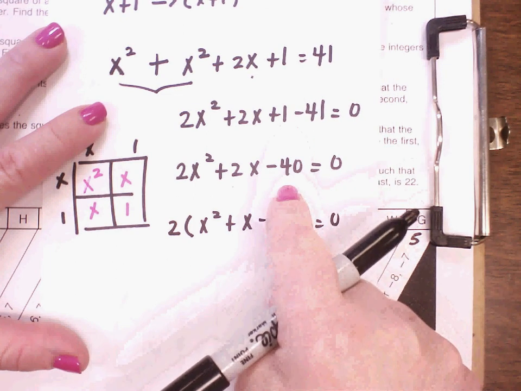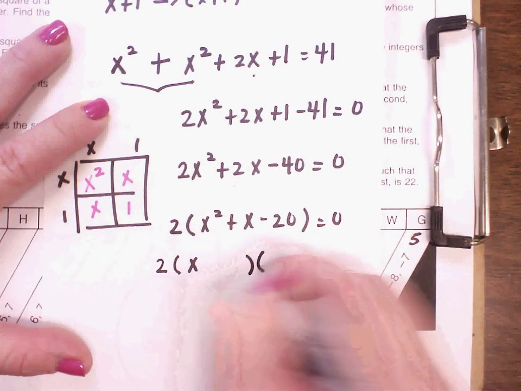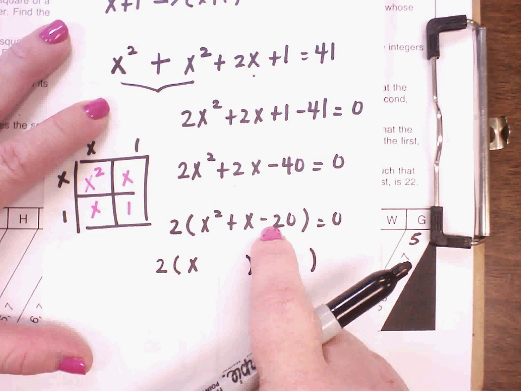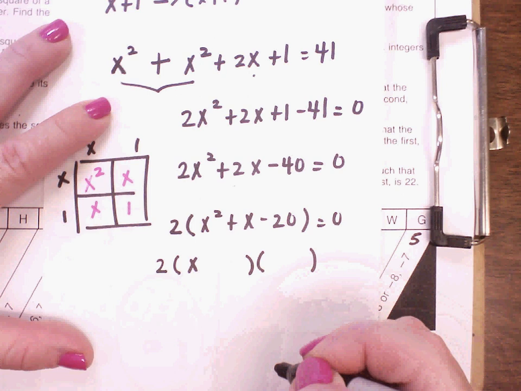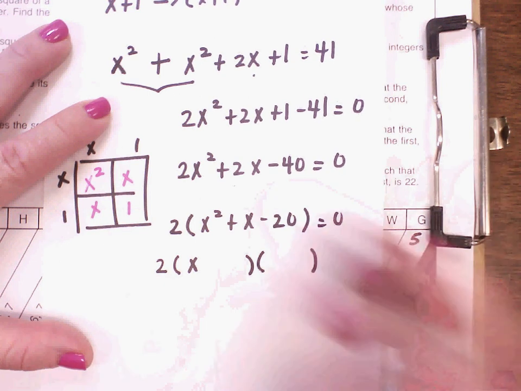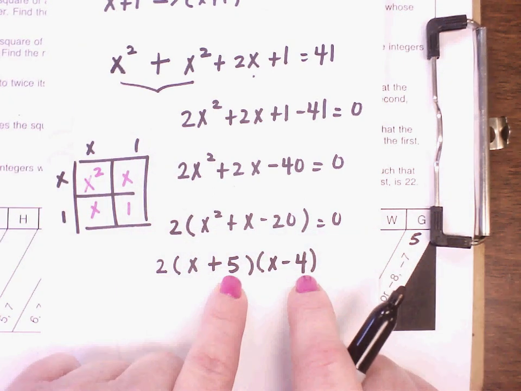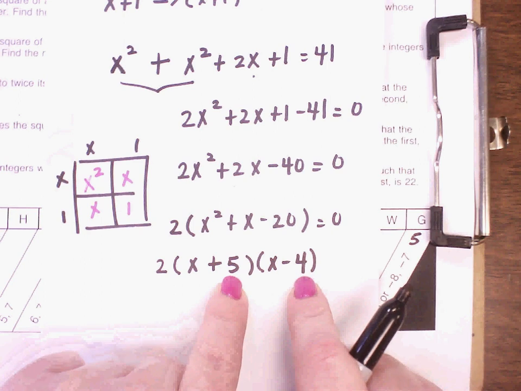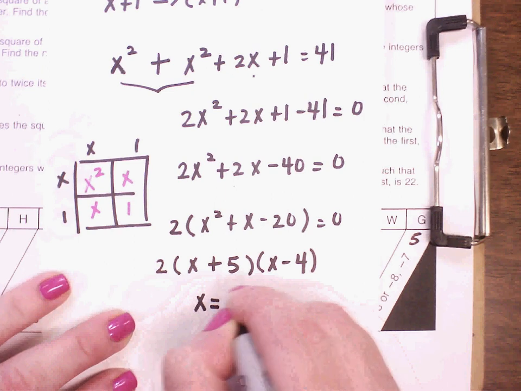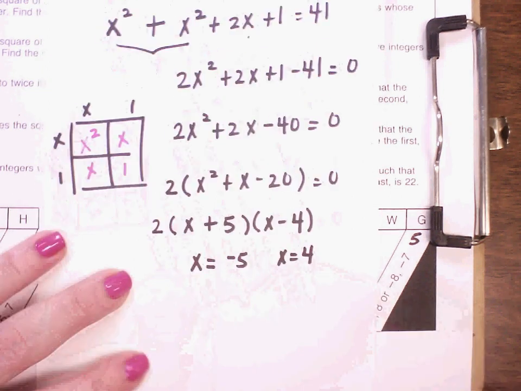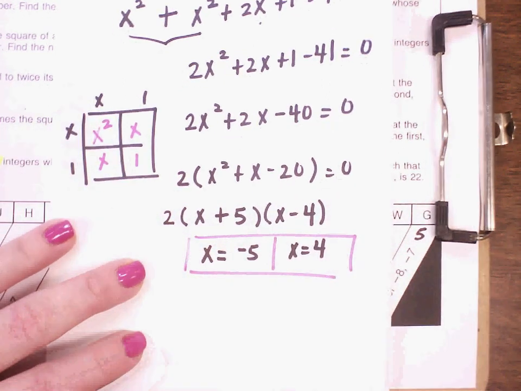And then the plus 1, that would be 40. It's going to be plus minus because that's the only way to get a negative, but it needs to add up to positive 1. What two numbers multiply to 20? Plus 5 and minus 4. When you multiply, that would be negative 20. When you subtract, that would be positive 1. So what are my solutions? x equals negative 5 and x equals 4.